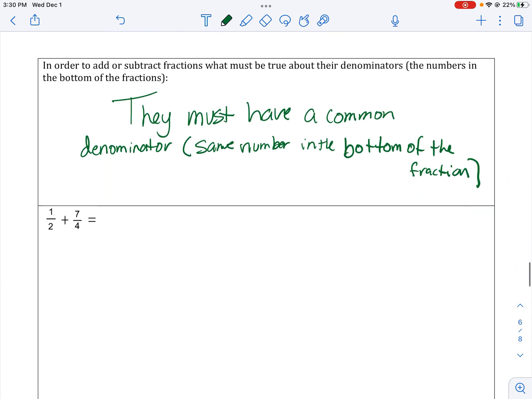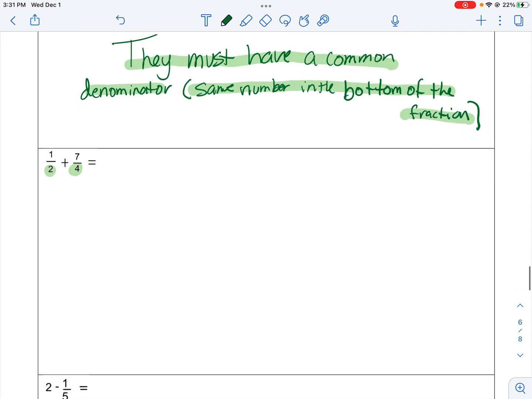So, in order to add or subtract fractions, what must be true about their denominators, the number at the bottom of the fraction? So, you'll need to write this down. They must have a common denominator. That means the same number in the bottom of the fraction. Both of them must be the same. So here I have 2, I have 4, I am adding these fractions here. My denominators are not the same, so I do not have like terms. Therefore, I need to make them the same.